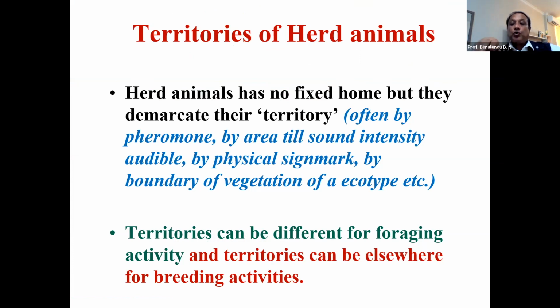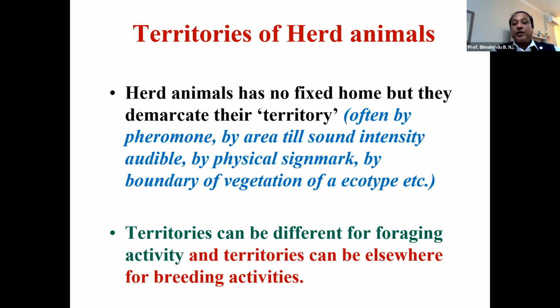So herd animals have no fixed home, but they demarcate their territory often by pheromone, as I mentioned, like the volatile hydrocarbons, or by sound, as far as the sound intensity is audible. Like you can find in many of the primates, they beat their chest, and the sound starts echoing, and as far as the sound is audible, that is the mark of the territory. So the auditory limit, then the pheromone, the olfactory distribution limit, and sometimes the boundary of a vegetation or ecotype marks the boundary of a herd.